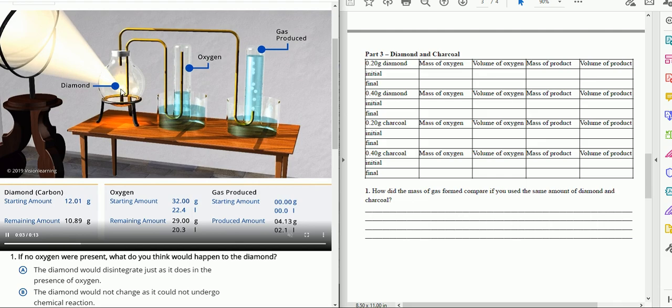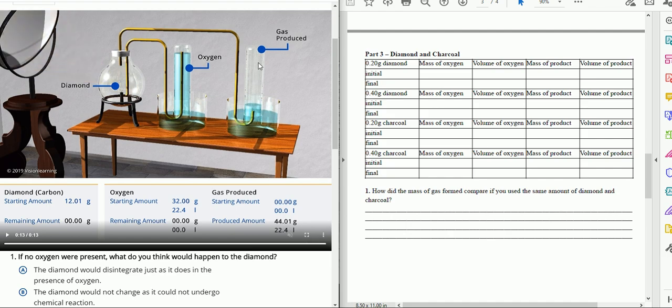Here comes the heat. We are reacting with the diamond. You can see that the amount of oxygen is going down, so oxygen is clearly being consumed. And you can see all these little bubbles of gas being produced, so we're producing some sort of gas. We started with 12.01 grams of carbon and ended up with nothing. So we burned up the entire diamond.